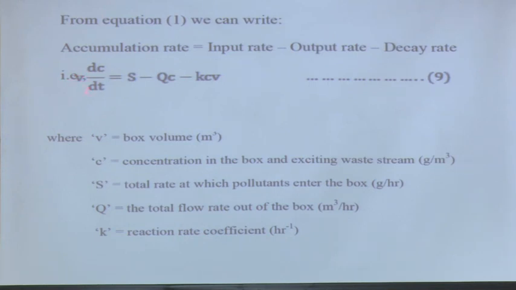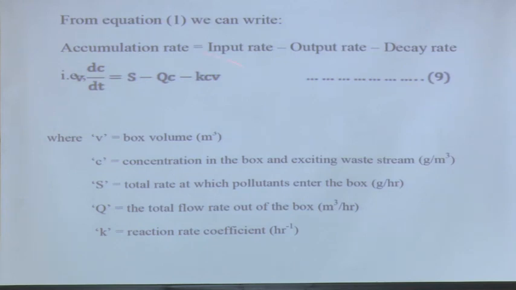So, that is V dC/dt, where V is the volume, and dC/dt is the rate of change of concentration with time, equal to S, the source strength, that is the total rate at which pollutants enter the box, as shown in the previous diagram, minus QC, where Q is the total flow rate out of the box multiplied by C, the concentration in the box and exiting waste stream, and then minus kCV, where k is the reaction rate constant, and the remaining terms we have already discussed.